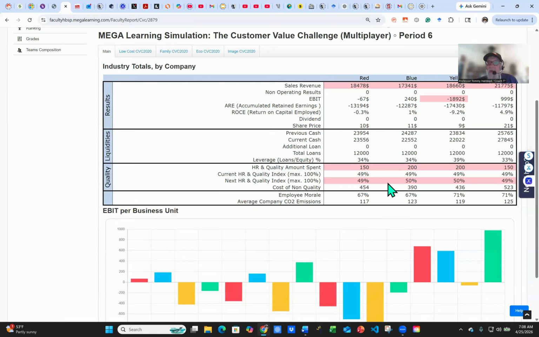So let me see if we have any government loans here. Let's look at cash flow. Yeah, we're still very negative in retained earnings because we're not getting past our nut of what we're borrowing and what we're bringing in just because of EBIT. So let me see the government loans here. Previous cash, current cash, additional loan: 12, 12, 12, 12. Okay.